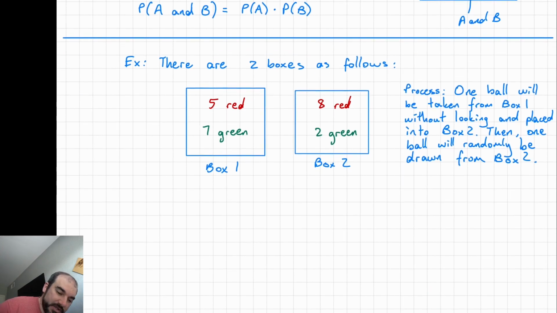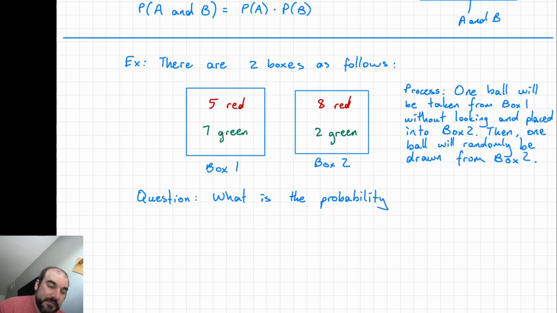So the question here is, what is the probability that the ball drawn from box 2 is red.